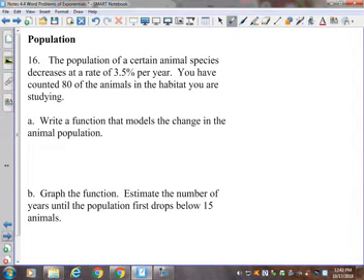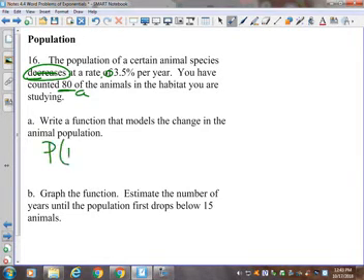All right, the population of a certain animal species decreases. What does that tell me my formula is going to have? Subtraction. At a rate of 3.5%. So we're going to make that 0.035, right? You have counted 80 animals in your habitat. That sounds like A. That you're studying. Write a function that models the change in population.